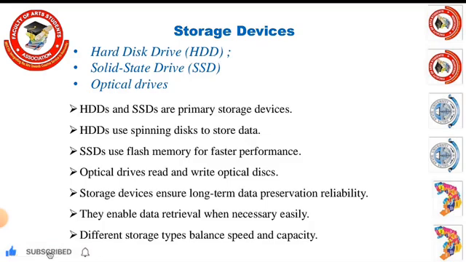Now, the hard disk drive uses a spinning disk to store data. That's what it does. And for the solid state drive, we have flash memory for faster performance. For the optical drive, what they do is that they read data and they write on optical disk. You have them in your CD-ROMs and the likes. Now, these storage devices ensure long-term data preservation. That is the key thing I was trying to emphasize.